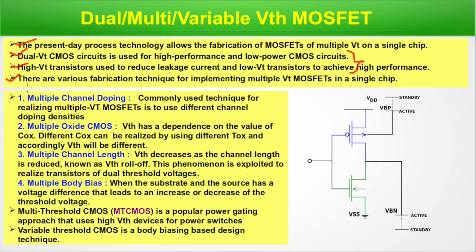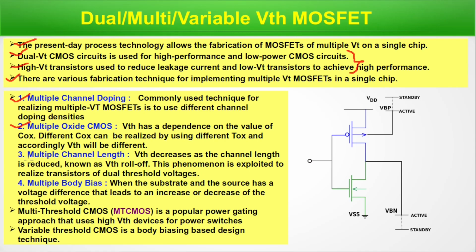So 2 types of MOSFET are used. Now, how do we achieve that? Multiple channel doping is one technique. A commonly used technique for realizing multiple VT MOSFET is to use different channel doping density. Channel doping density can be changed, and that will impact the threshold voltage VTH. Next, multiple oxide thickness. VTH has dependence on the value of COX. Different COX can be realized by using different TOX, and accordingly VTH will be different. If the gate oxide thickness is different, the gate oxide capacitance COX is different, and VTH has a dependence on that. So multiple oxide layer thickness is used.